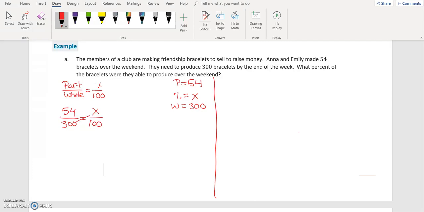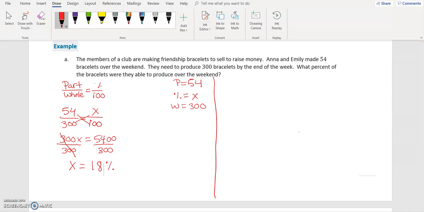We cross multiply and we get 300X. I always like to keep my X on the left side if I can. And then 54 times 100 gives me 5,400. And I've got multiplication here, so I know I need to do division in order to undo that, to get X by itself. So 300 divided by 300 is 1. X is equal to 5,400 divided by 300, which is 18. I was looking for a percent, so this is going to be 18%.